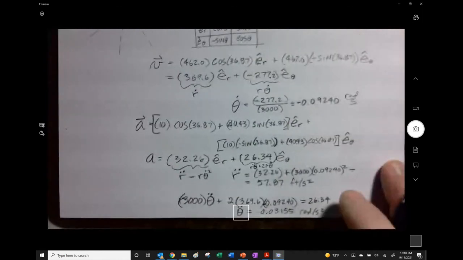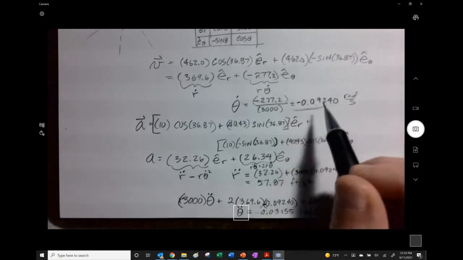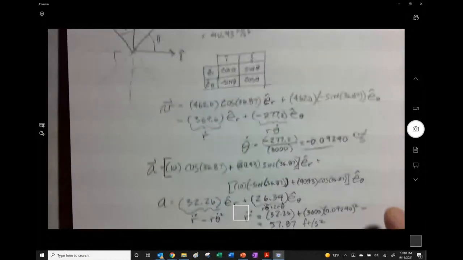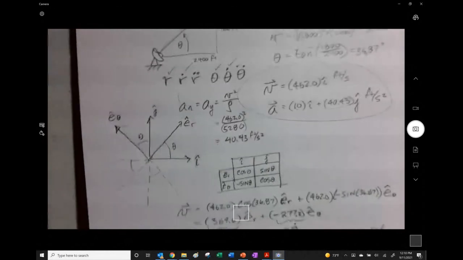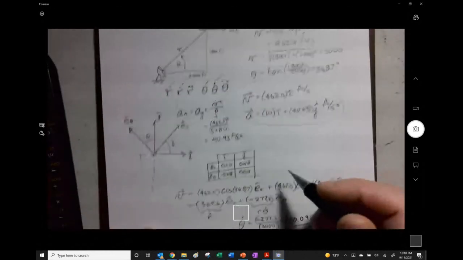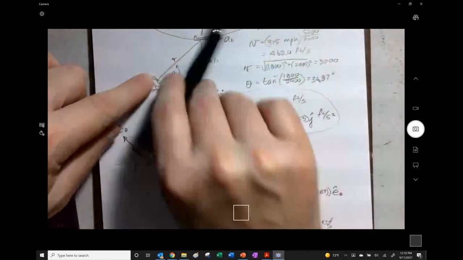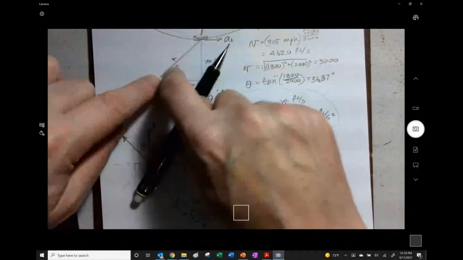All right. And this actually makes sense. What's a really good idea is to go back to the original problem and look at what you have, right? So r dot means that the distance is increasing, right? Which makes sense, that the distance from here to there is going to get longer.